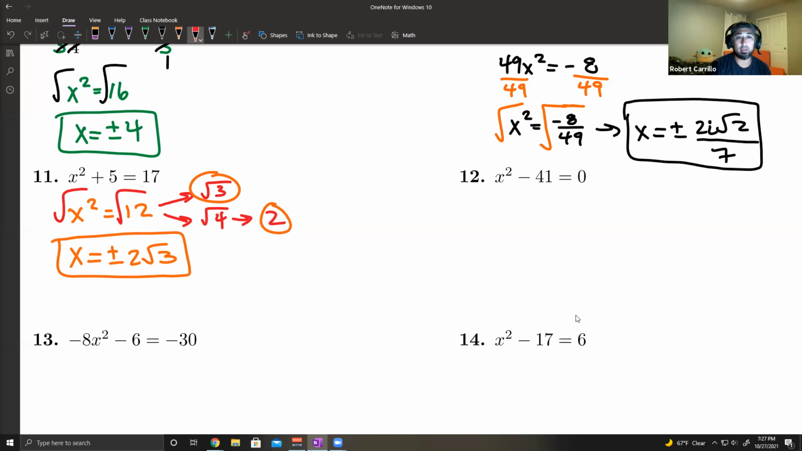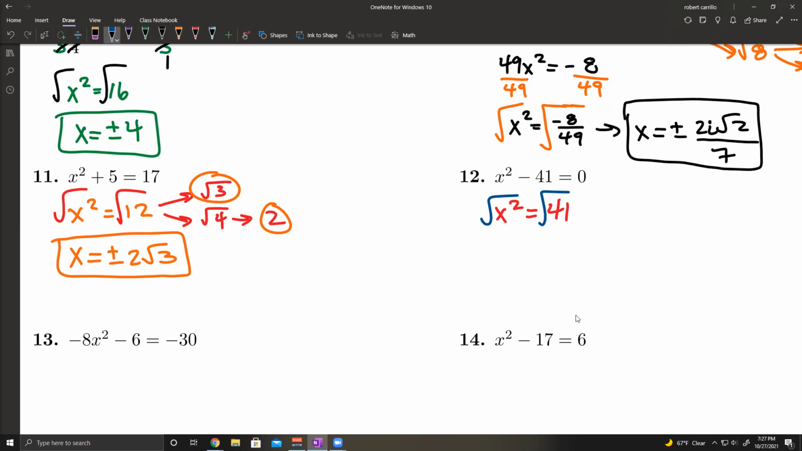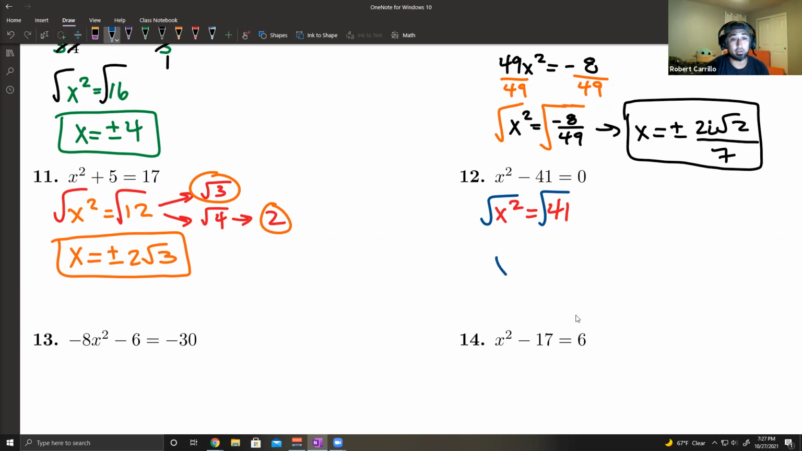All right, 12. X squared minus 41 equal to 0. Add that over, and x squared equals 41. Square root both sides. Can you break down 41? No, right? We leave that as is, square root of 41. So you're left with x equals plus or minus square root 41.